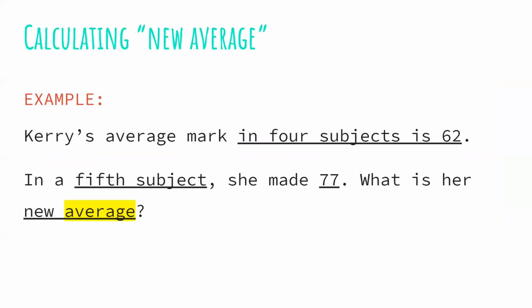They want us to find her new average. The formula remains the same. Mean is sum of values divided by the number of values. The trick here is to ensure that you use the right numbers. If we multiply 4 by 62, will that tell us Carrie's sum of all her subjects? No, it won't, because she has 5 subjects now, not 4. So what do we do?